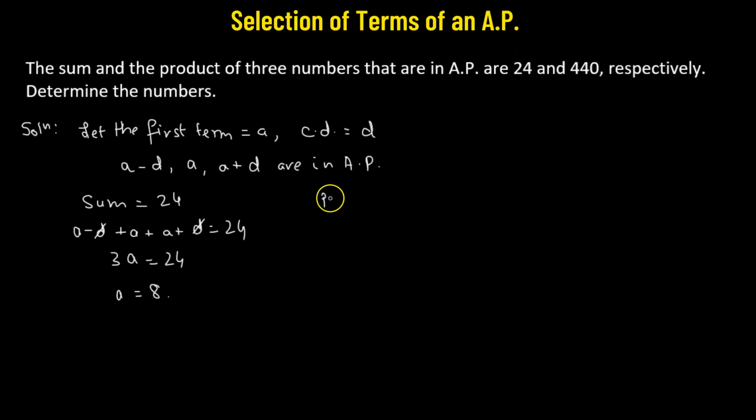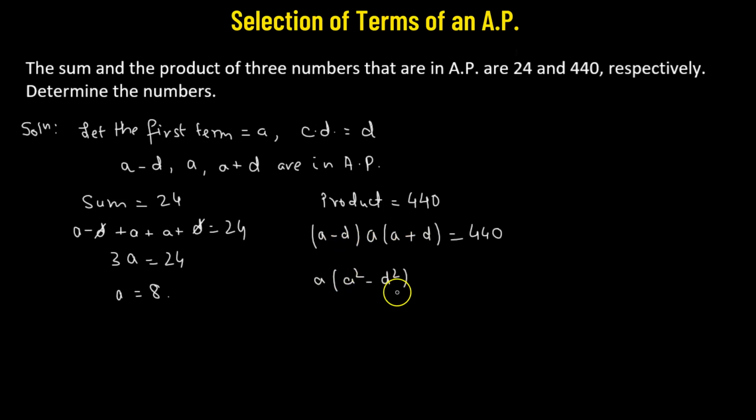Now it's also given here that the product of these three numbers equals 440. That means we have A minus D multiplied by A times A plus D. So this is equal to 440. Now we have A times A minus D times A plus D. That's simply A squared minus D squared. So this is equal to 440.